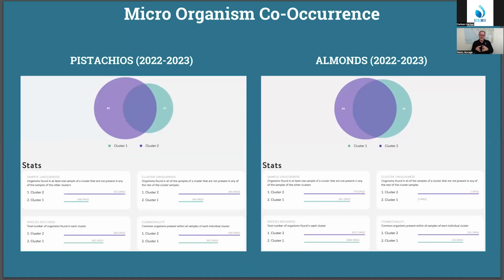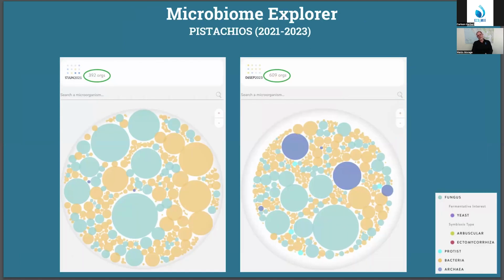And then on the almonds, the change is more moderate than the pistachio, but they're still growing. They changed from 1884 to 2021. So there's not too much change, but there is a clear tendency. The last comparison in this slide shows that the different types of bacteria, fungi, yeast, and others changed after sampling. It's more diverse, it's more microorganisms.